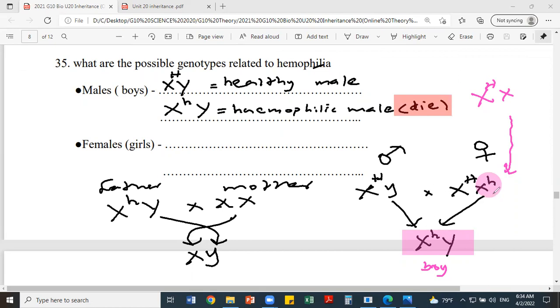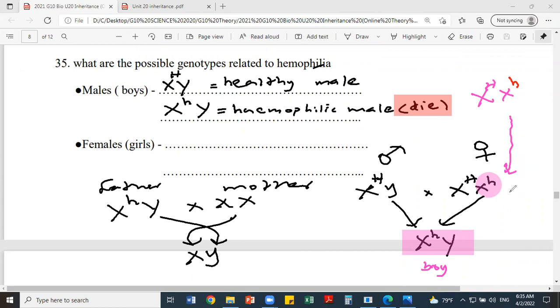Do you understand what I'm saying? Imagine the mother got this simple h from the grandmother, not from the grandfather. A grandfather with X simple h Y will die. There are no carrier grandfathers. Remember, no carrier males. Why? Males are either healthy or die: either capital H or simple h. Simple h dies, capital H is normal. But for females, there are three possibilities: healthy, carrier, and disease. But the diseased female is not possible.